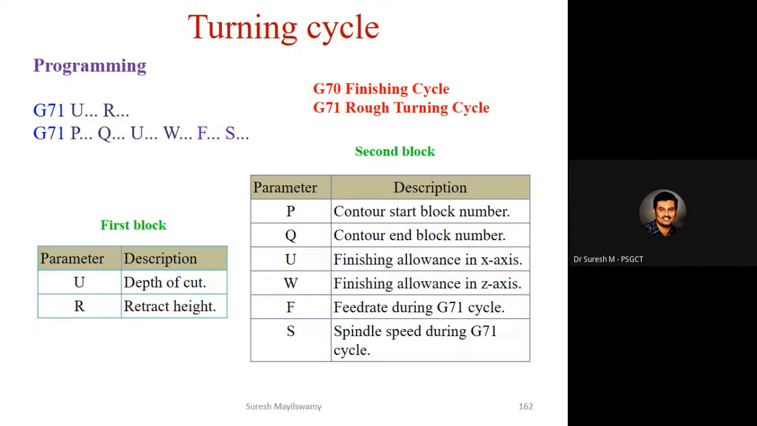G70 is the finish turning cycle and G71 is the rough turning cycle. The rough turning cycle is a 2 block series. In the first block we have U and R, and in the second block we have P, Q, U, W, F, and S.